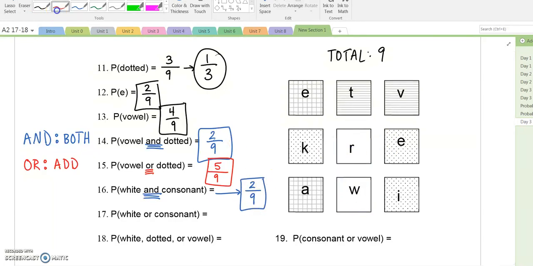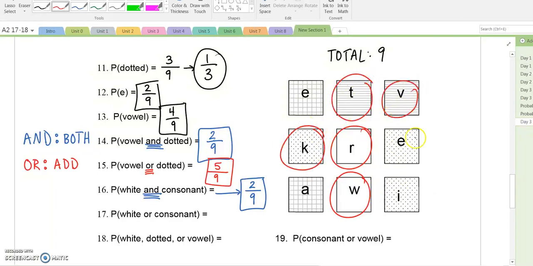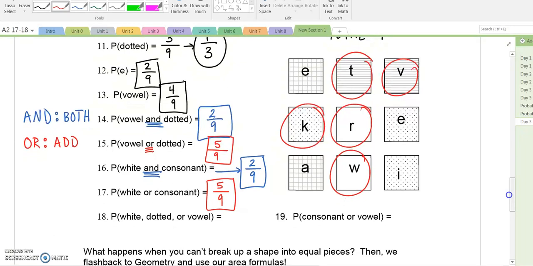Okay, let me erase. For or, again, just one of them has to be true. So I can circle the 2 that are white. And then out of the ones that are left, I can circle the ones that are also consonants. So that would be 5. So there'd be 5 out of 9. Again, keep in mind, and means both simultaneously, or means you can add up all the possibilities.